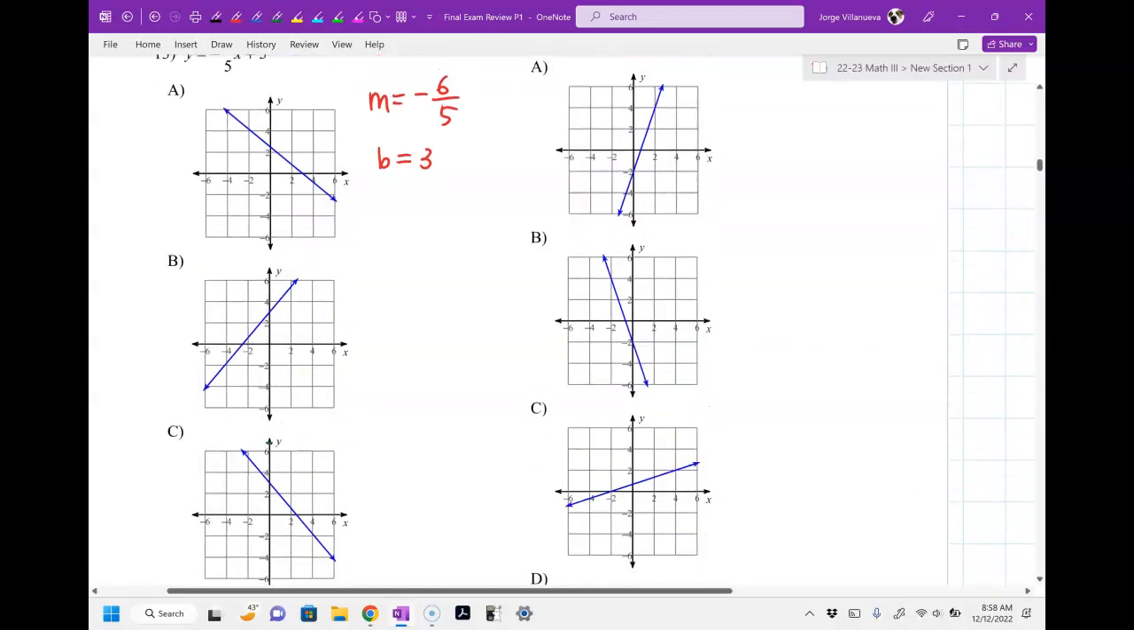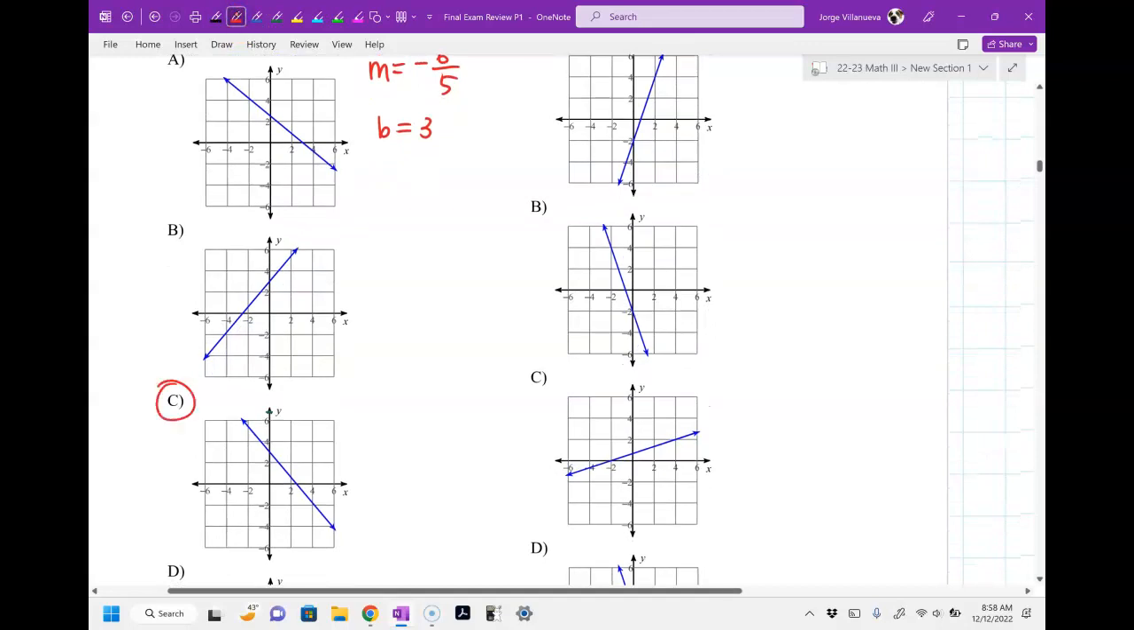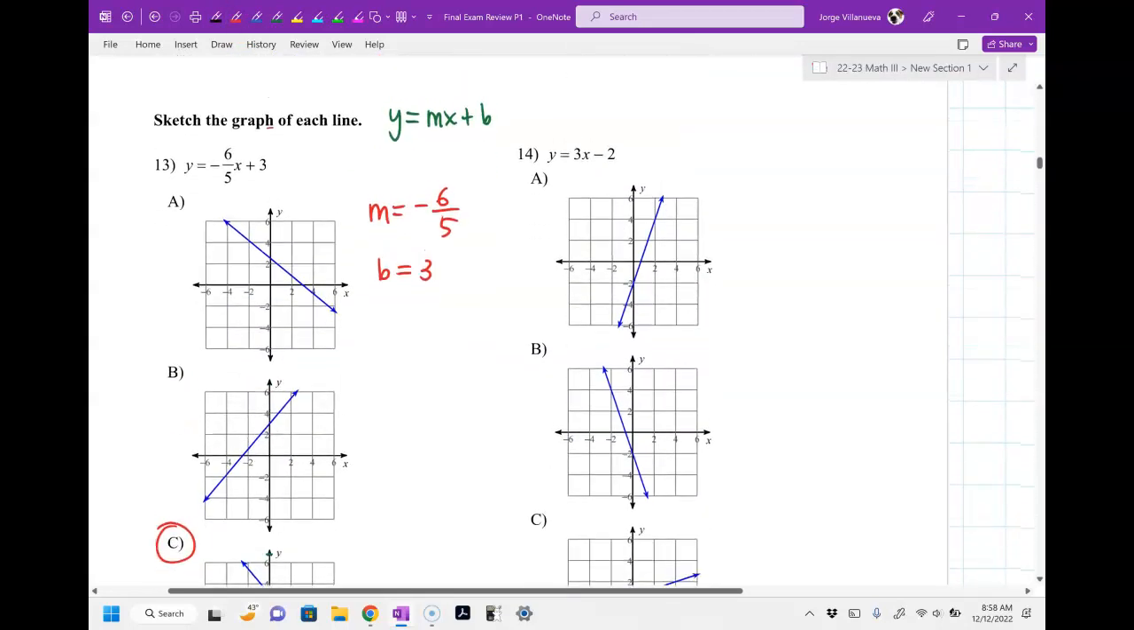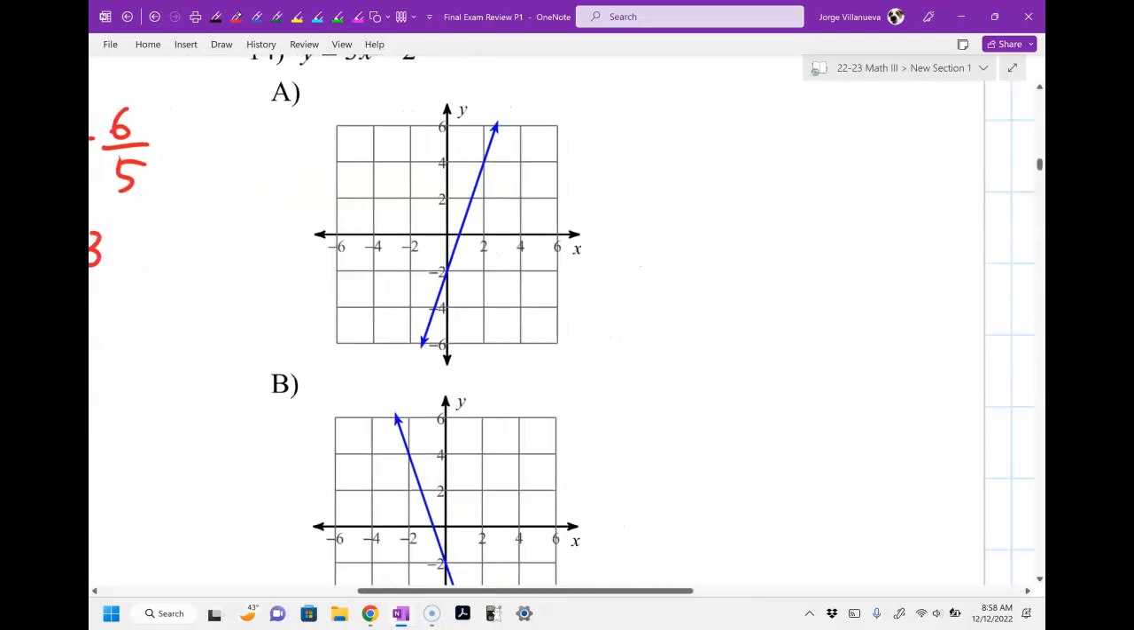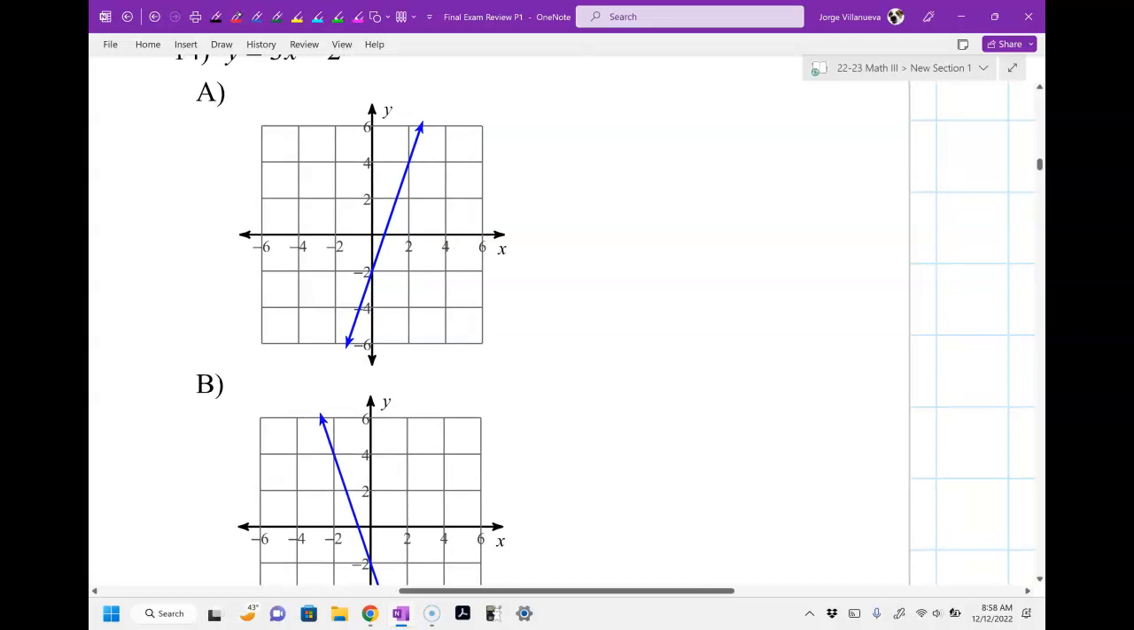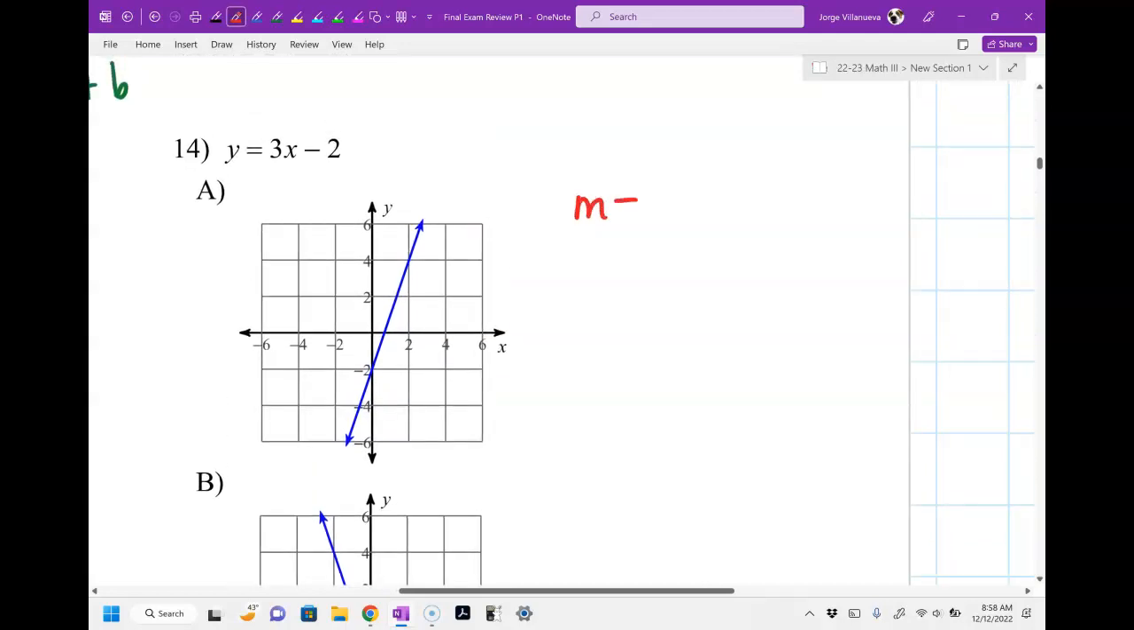Okay. Now for so that was C, right? We said it was going to be C. All right. Now for the other one, my slope is 3. There we go. My slope is 3. And my y-intercept is -2. So that means I'm looking for lines that start at -2 and that go upwards because my slope is 3 over 1, right? I can write that 3 over 1.